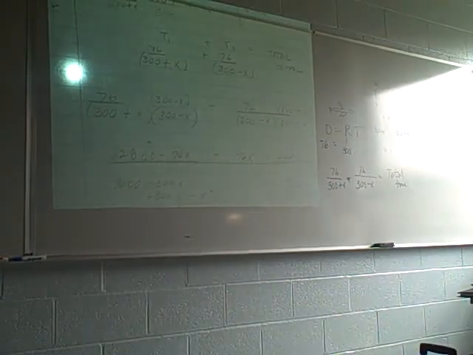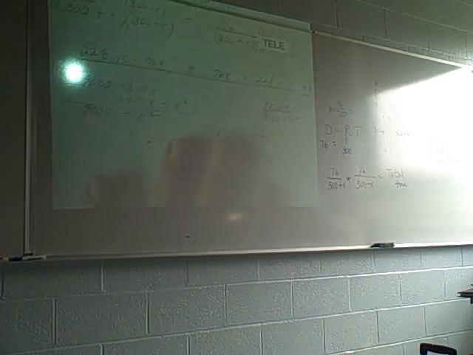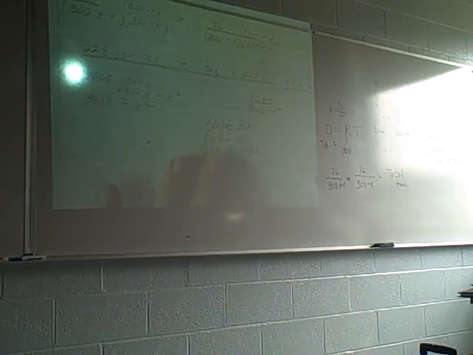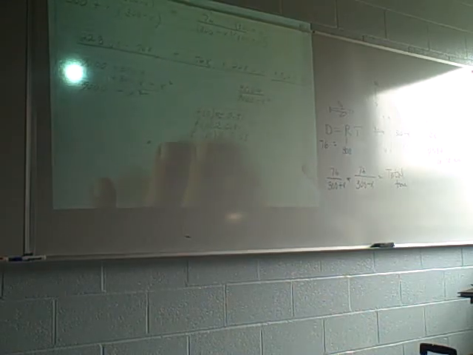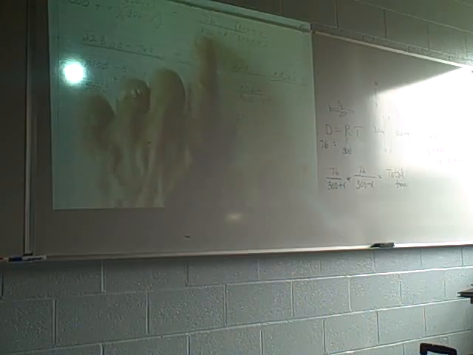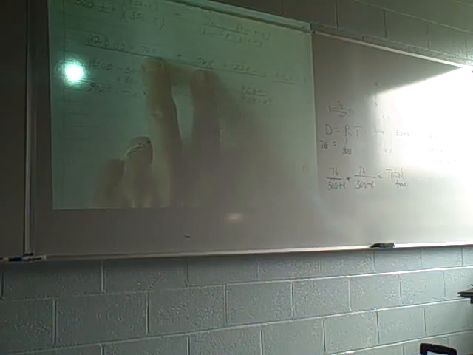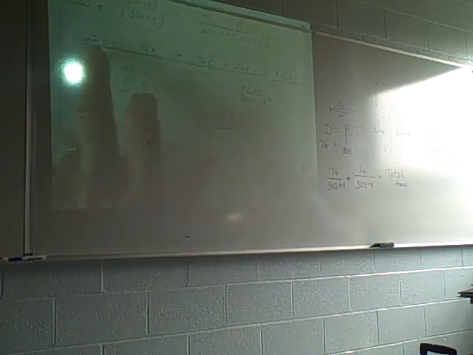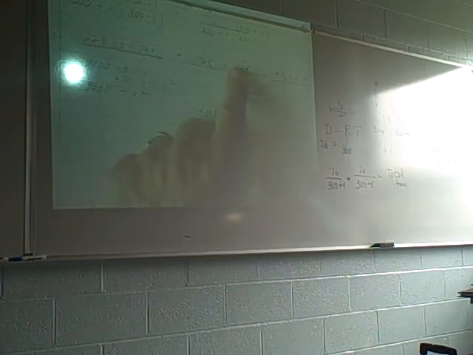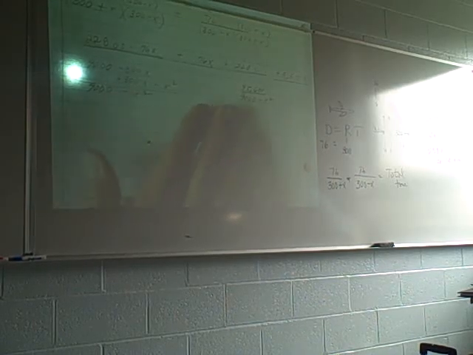This is plug and chug. This is algebra, almost algebra 1 material at this point. All I did was multiply 76 times 300 minus 2x. So I multiplied, and then I did the same thing over here, plus 76 times this quantity. What happened to these two? They canceled out, and I had 22,800 plus 22,800, which is 45,600 over, and my denominator is 900 minus x squared.